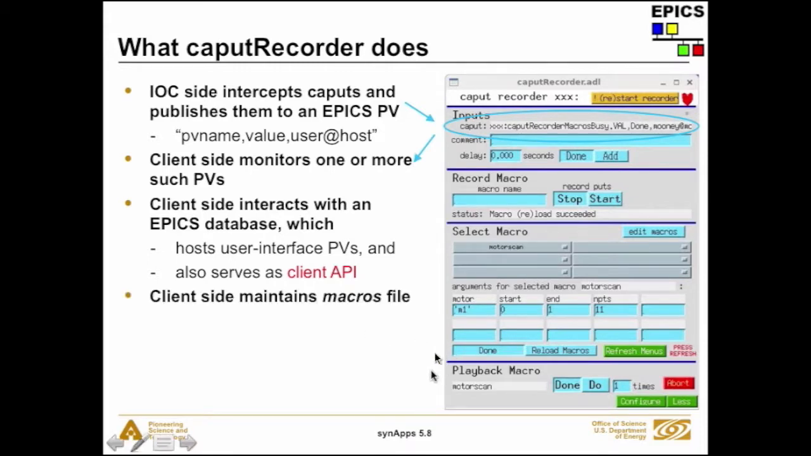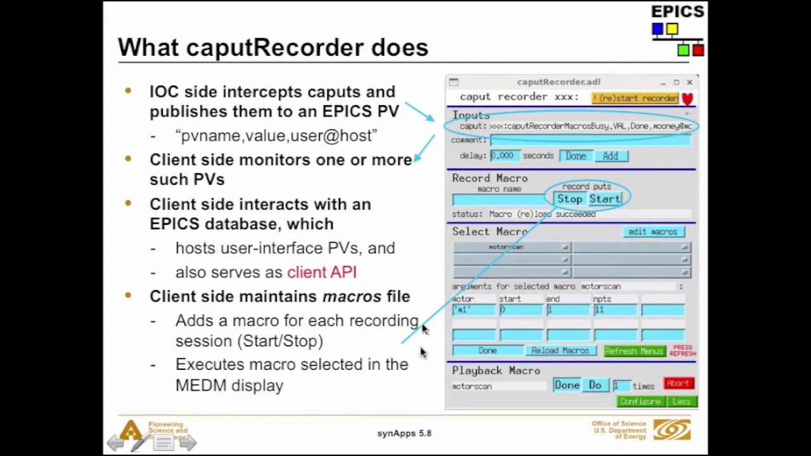So the client side also maintains a macros file, which I showed you on the last one, in response to start and stop signals: start and stop writing a macro Python function. And then the client side also executes the macros that are in the MEDM display. So when you write a value here, or when you make a selection from one of these menus, which ends up writing a value here, and then press do, it's caputRecorder.py that's actually running, listening to that, and it says, oh, all right, well, I know what I've got to do now. It imports the macros file into the macros namespace, and then it will execute that function.